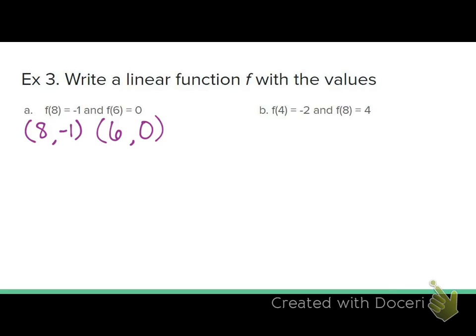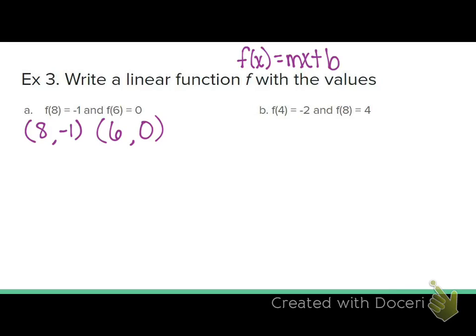6, 0. Now, looking at this, I see a 0. Is that my b? No, why not? Good. We would need these numbers to be flip-flopped. Your 0 would have to be for x if this was your b. So we don't have any shortcuts. We're going to treat this just like we did on example 2 for the rest of the problem. Now, the directions didn't specify, so we default to slope-intercept form. But with the function, I'm going to put f of x instead of y.